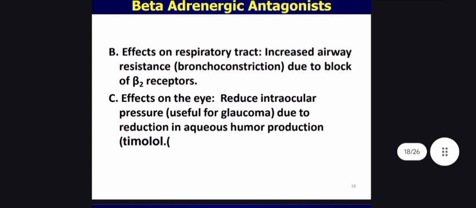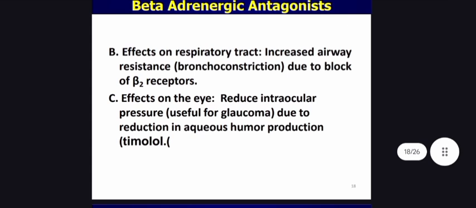In the eyes, there's a condition called glaucoma. We will take it in detail later on, not in this course but in other courses. The beta receptors in the eye are responsible for production of a liquid called aqueous humor. And this aqueous humor collects inside the anterior chamber of the eye.